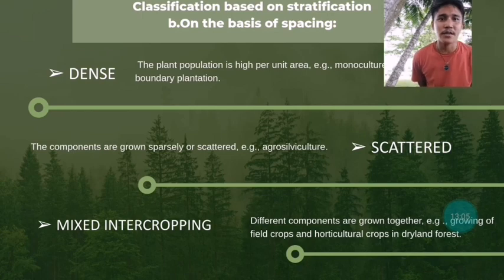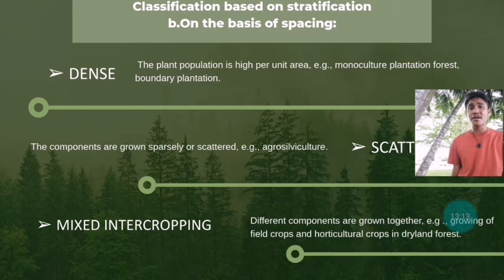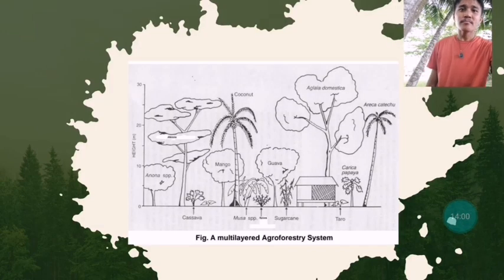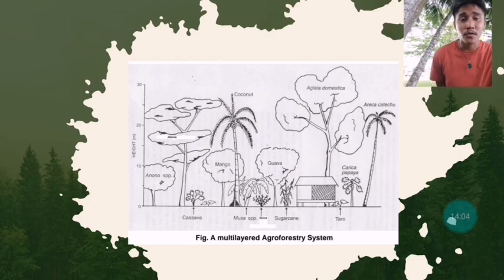Classification on the basis of spacing. The dense is a plantation with high population per unit area, for example monoculture plantation forests and boundary plantation. That is called dense. The second is the scattered. The components are grown sparsely or scattered. An example is agri-silviculture. The components in the area are different, but they are not layered or arranged. Next is mixed intercropping, where different components are grown together. An example is growing field crops and horticulture crops in dry land forests. From the word mix, different components exist in that area. So this is the multi-layer agroforestry system, and this is the example figure.